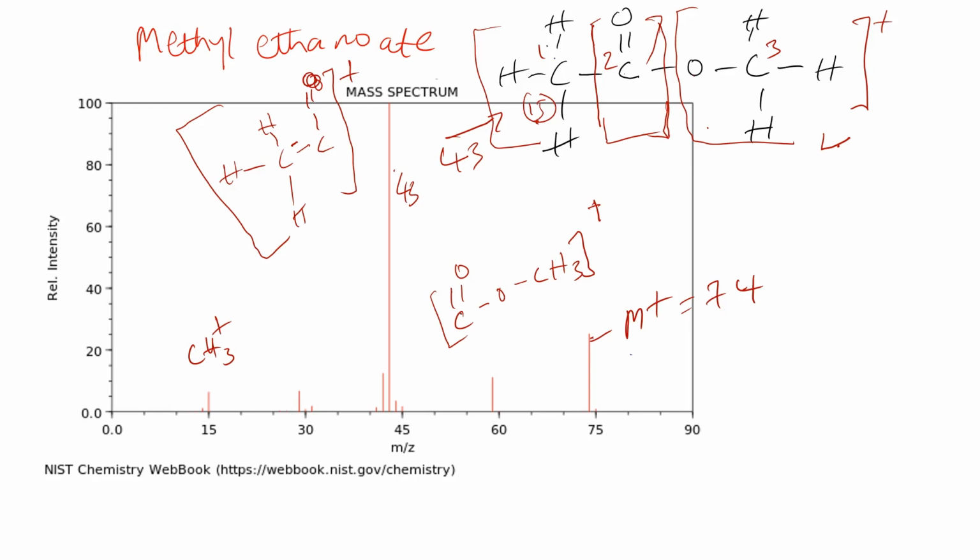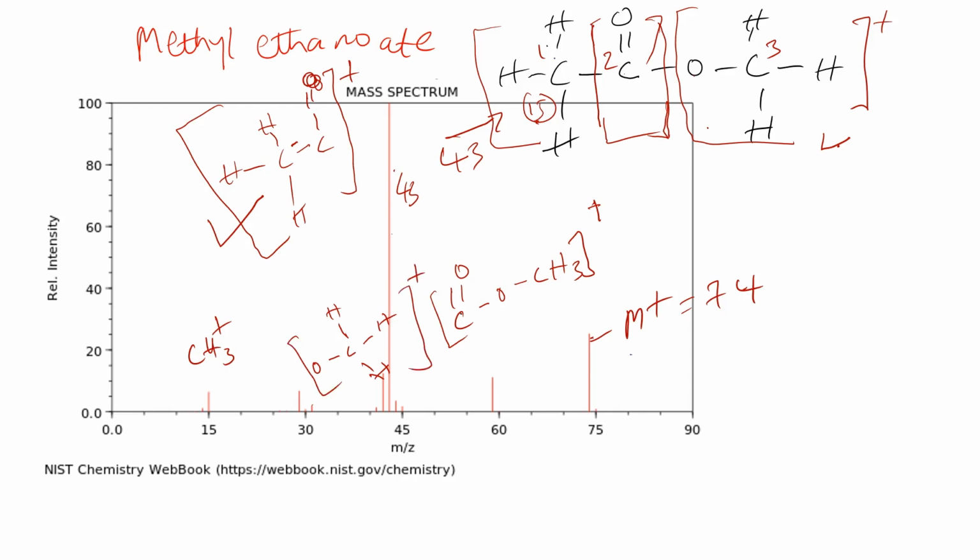Now this 43 shows that this particular fragment is more stable. It is the most stable fragment produced, right? And the other fragment at 31 is the least produced, and that belongs to this particular fragment. So it's unstable.